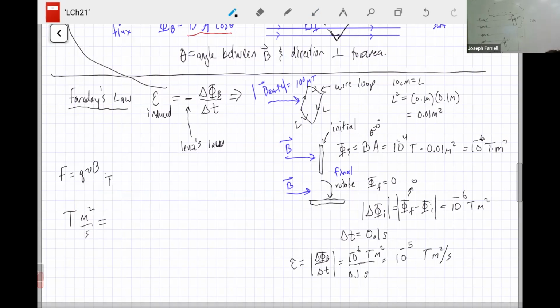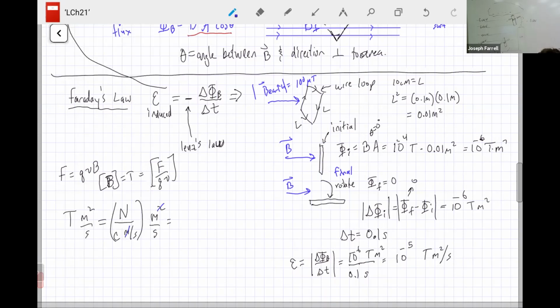So the units of B is a Tesla, and that's the units of force over QV. So I'm just going to plug those in. What's force? Newtons. What's Q? Coulombs. What's V? Meters per second. So that's my Tesla there. Then times meters per second. And so I'm canceling those meters.